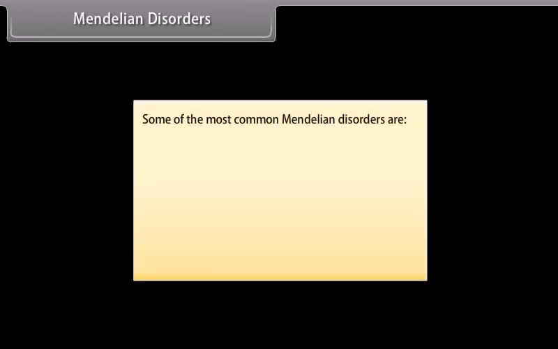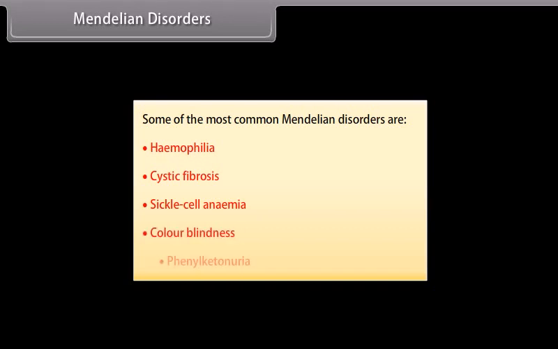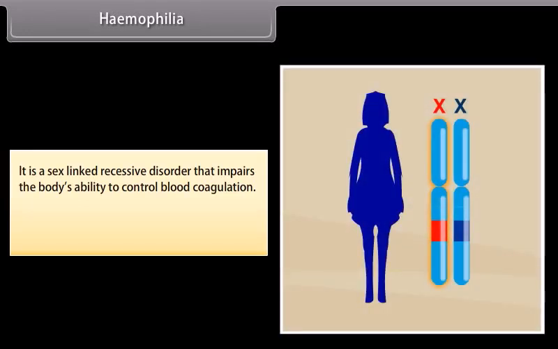Mendelian disorders. Some of the most common Mendelian disorders are hemophilia, cystic fibrosis, sickle-cell anemia, color blindness, phenylketonuria. Hemophilia. It is a sex-linked recessive disorder that impairs the body's ability to control blood coagulation. It is caused due to the deficiency of certain clotting factors.